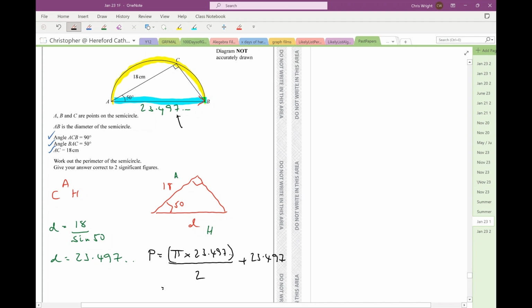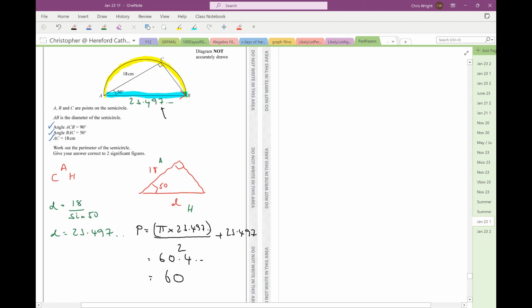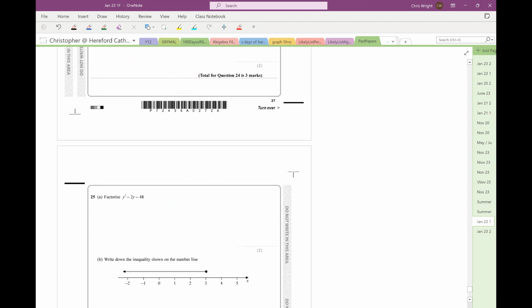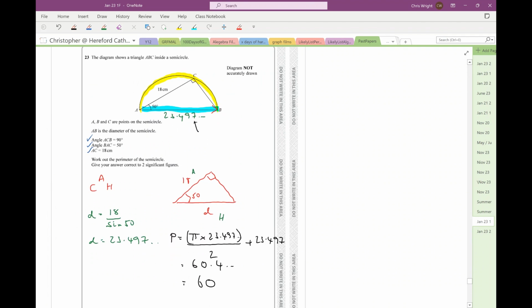So that's the whole of my perimeter. Let's see what I get. Times by pi equals, divided by 2 equals, plus 23.497 equals, and then I'm going to put my answer to two significant figures. So I get 60.4 and so on. And so to two significant figures, that is 60 centimeters for the perimeter of the semicircle. And that's question 23.